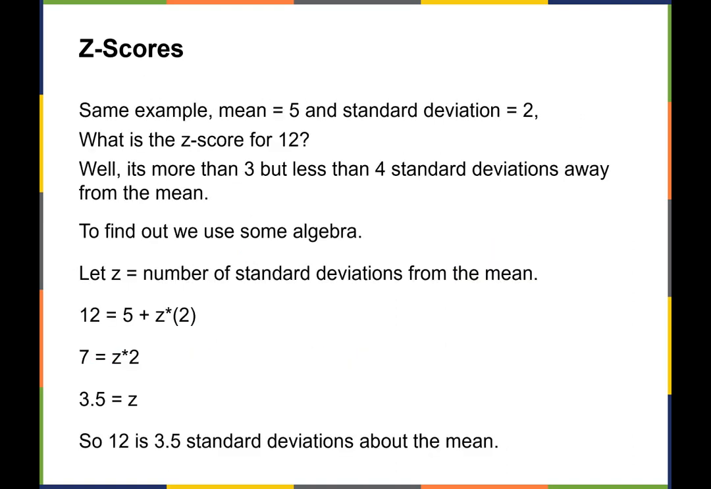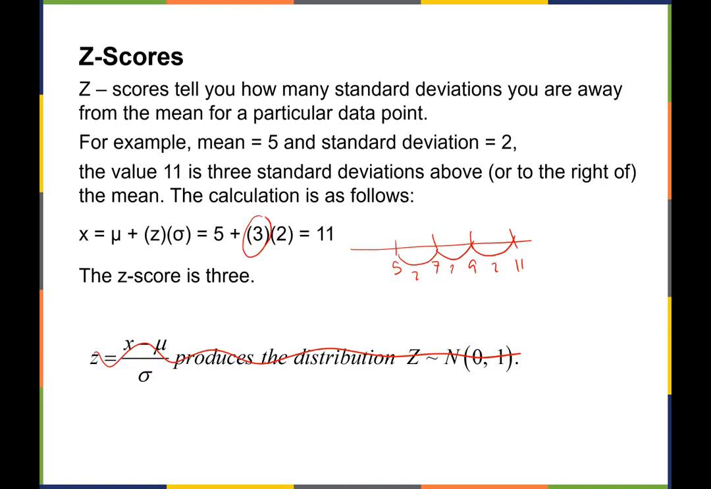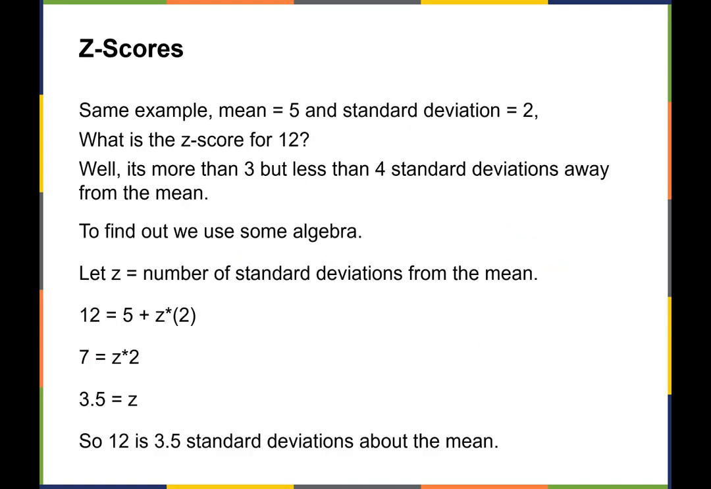Let's do this with a general example. What if we had something like 12, right? We have the mean of 5 and a standard deviation of 2. What would be the z-score for 12? Well, we know right off the bat, if we go another standard deviation, we're going to be up at 13. So 12 isn't going to be on a standard deviation boundary. It's going to be halfway in between. But we can figure this out using some algebra, okay?